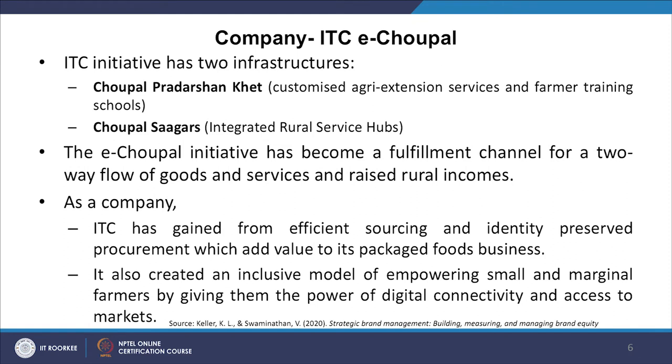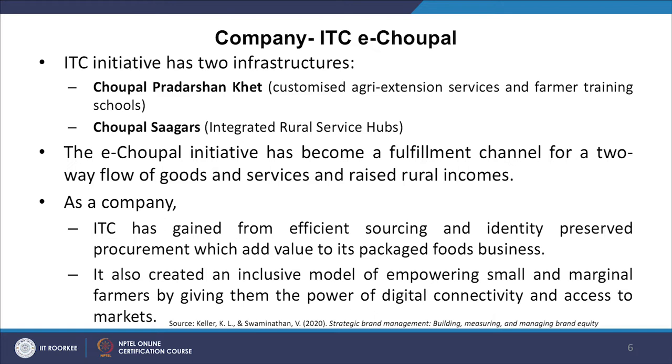So, you see, this initiative has two infrastructural aspects. One is Chopal Pradarshan Khet, that is a customized agri extension service, and farmers, they get trained over there. And Chopal Sagars. So, these are integrated rural service hubs. Now, these are sort of departmental stores, or let us say stores in several places.